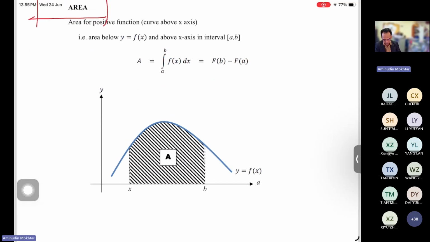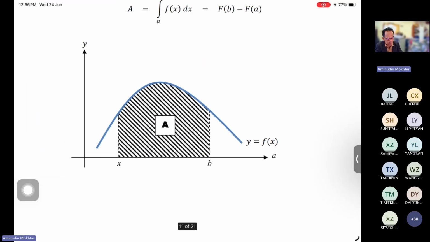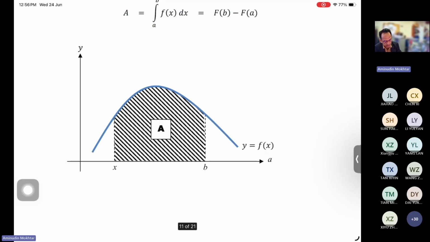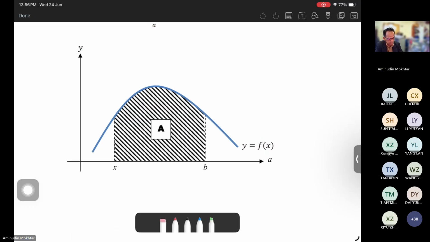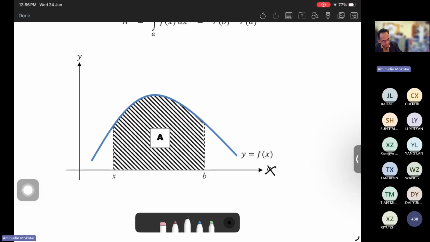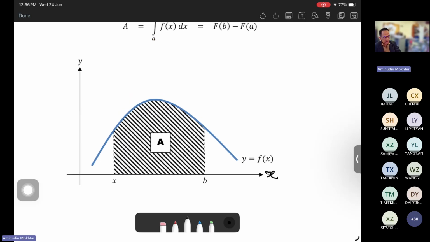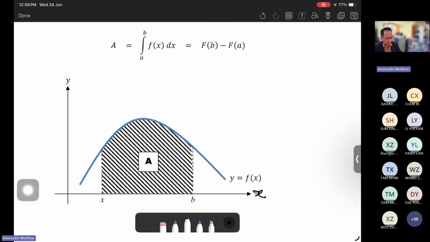You can see in page 11. In other words, we can say this area is for a positive curve, a curve above the x-axis. Curve above the x-axis, see the horizontal line, this x-axis, and this x-axis and y-axis.